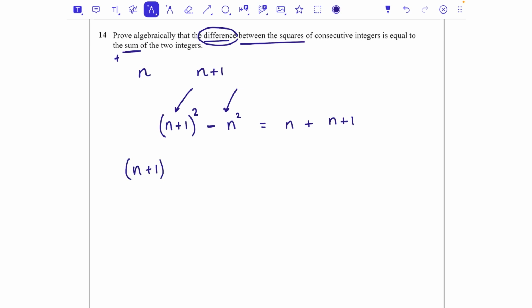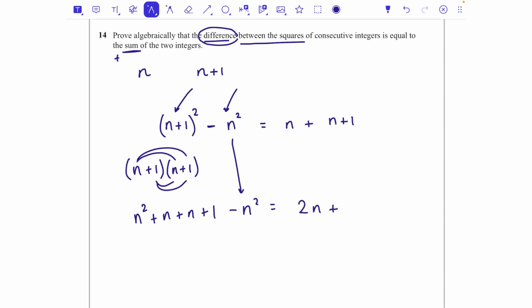When we square a bracket, we write it out twice. So n times n is n squared, n times 1, 1 times n, add n, add n, and 1 times 1 is add 1, minus the n squared that we've got from here, equals, and on this side, we've got 2n add 1. So n squared take away n squared leaves me with 2n add 1. So there we go, and that is equal on both sides, so we've shown that that is the same.